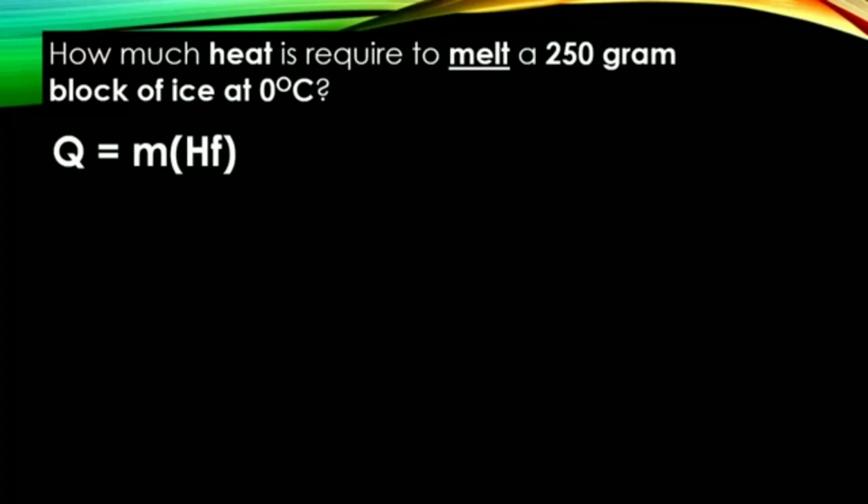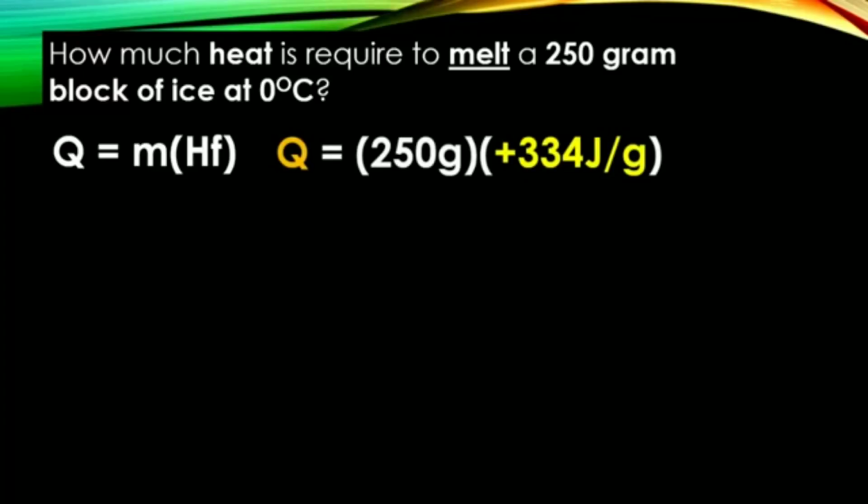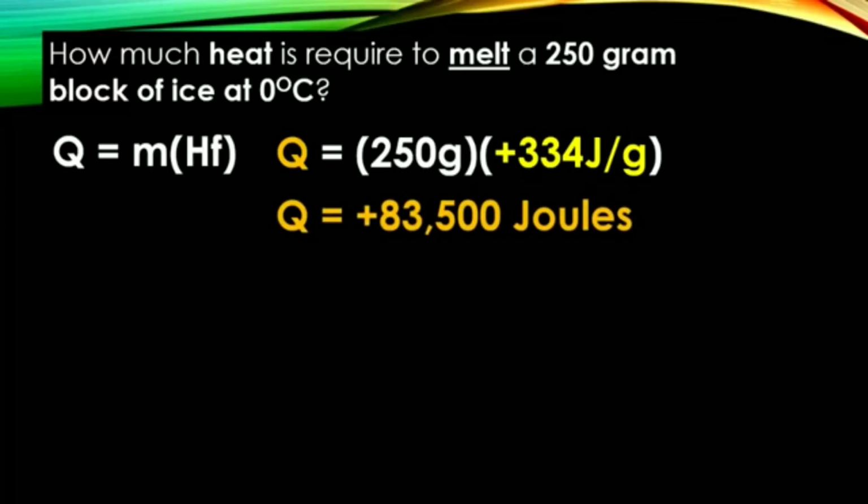Now it is time to try one more question together. How much heat is needed to melt, see the keyword melt, a 250 gram block of ice at 0 degrees Celsius. Remember, 0 degrees Celsius is also a keyword. When we substitute into this question and solve, we are going to find that we will produce 83,500 joules of heat. So the amount of heat absorbed is 83,500.